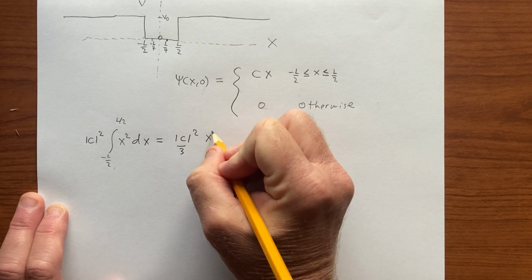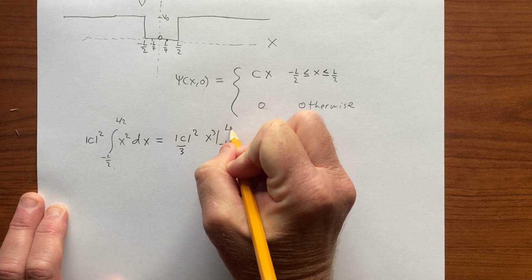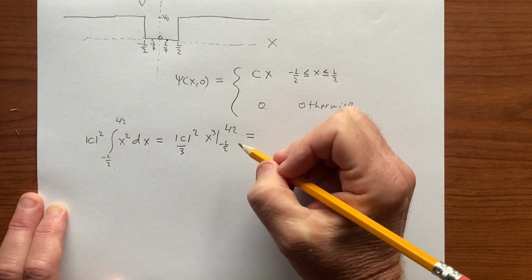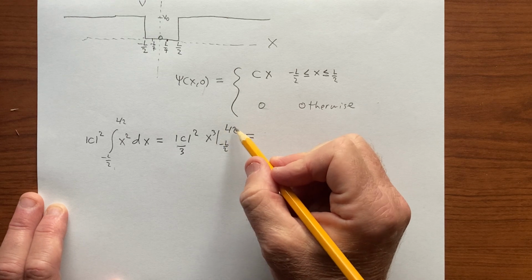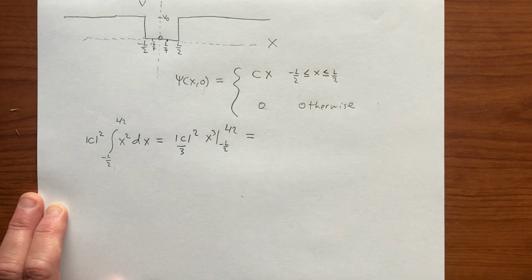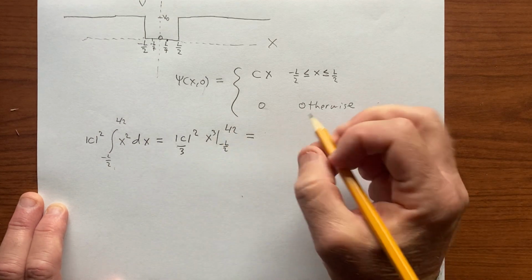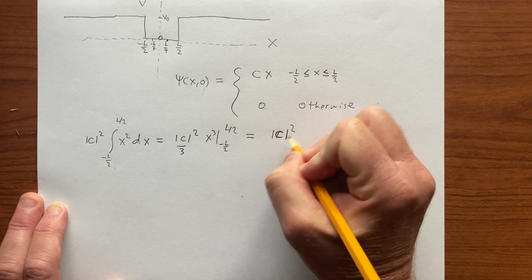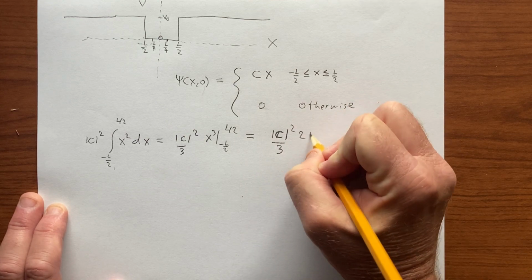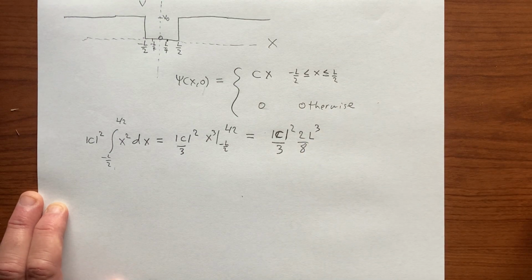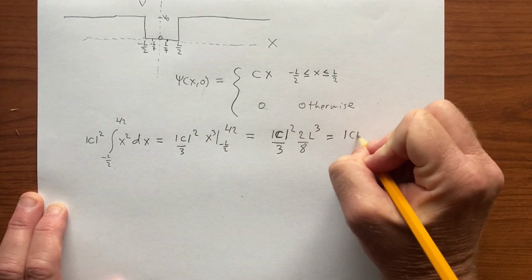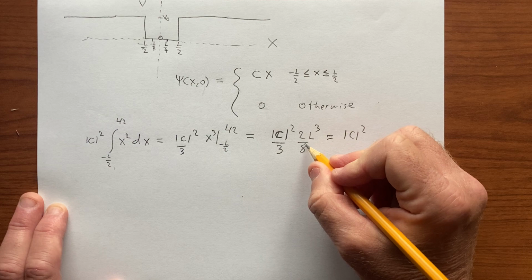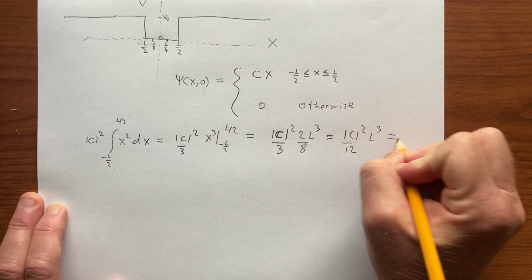It's x cubed over 3. So we're going from minus L over 2 to L over 2, and this gives us, we have the 2 over 8, right? So 2 times 2 times 2 is 8. So we have 2 of those. So we have 2/8 coming from here. So we end up with c modulus squared over 3 times 2L cubed over 8. And that gives us c modulus squared. This is 4, so this becomes 12L cubed, and this has to equal 1.